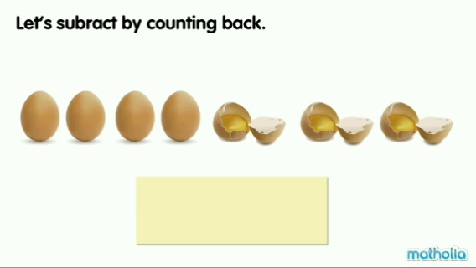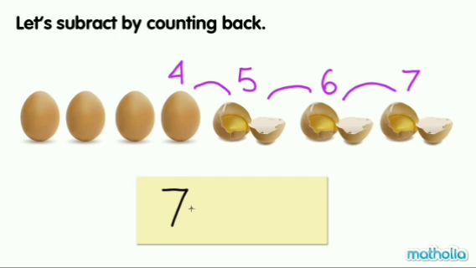There are 7 eggs. 3 of the eggs are broken. How many eggs are left? Let's subtract by counting back. 7, 6, 5, 4. 4 eggs are left. 7 minus 3 equals 4.